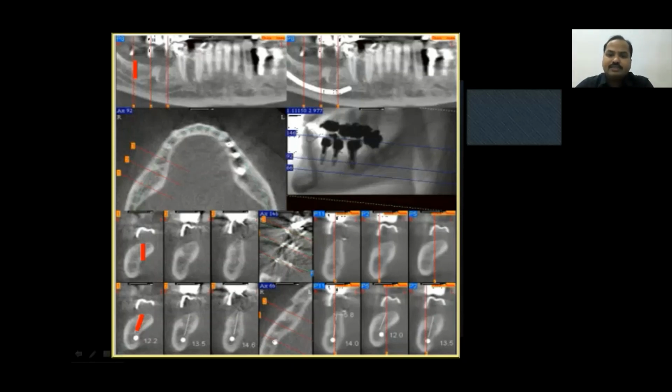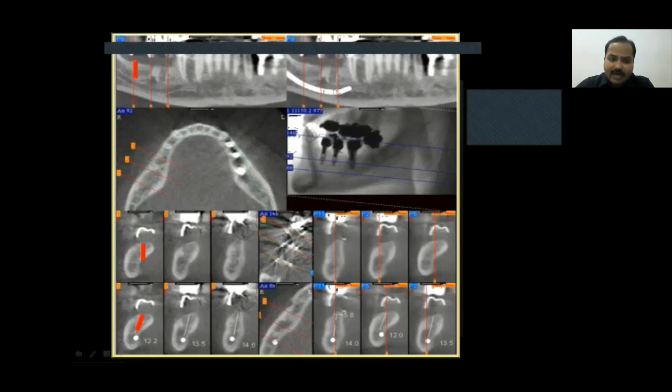Along with this, the CBCT imaging or this CT imaging will also help us in simulating the surgical procedures also. So whenever imaging is present at hand, we can utilize it in various ways as we need and desire.